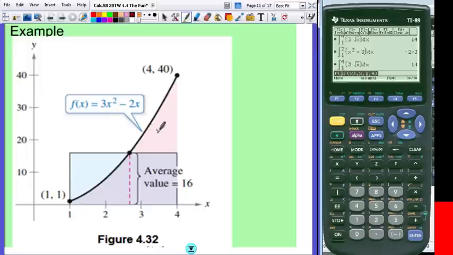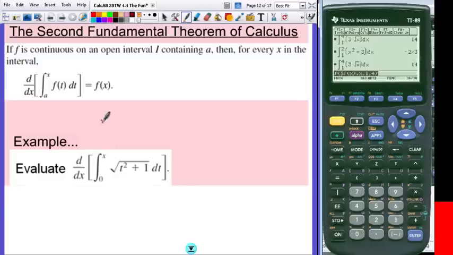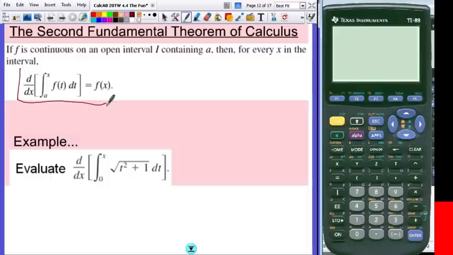So the curve looks like this, the function looks like that, and from 1 to 4, my average value would form this rectangle shape. All right, second fundamental theorem of calculus. So another important part right here, and I'd write this down.